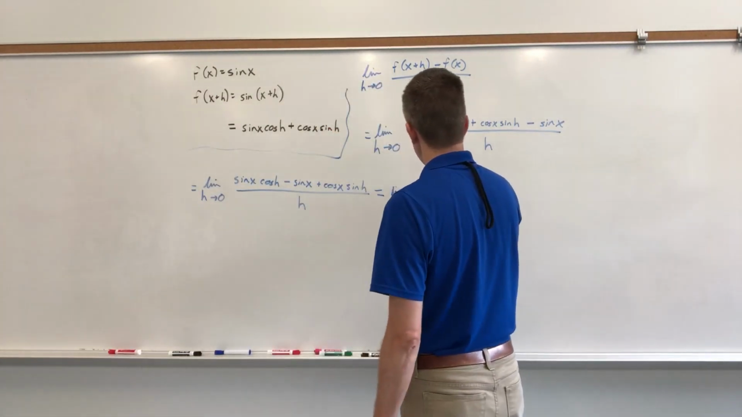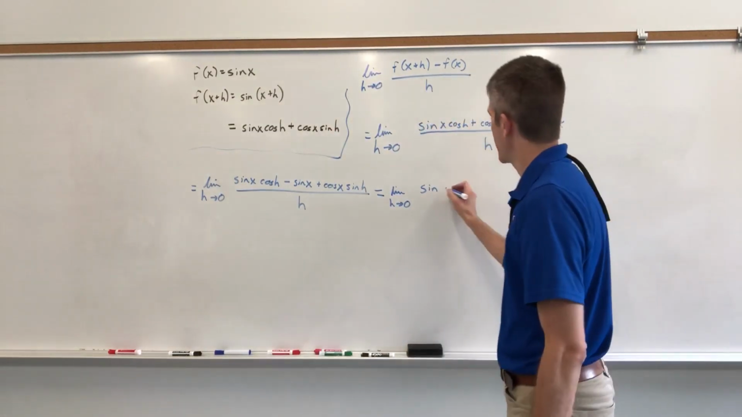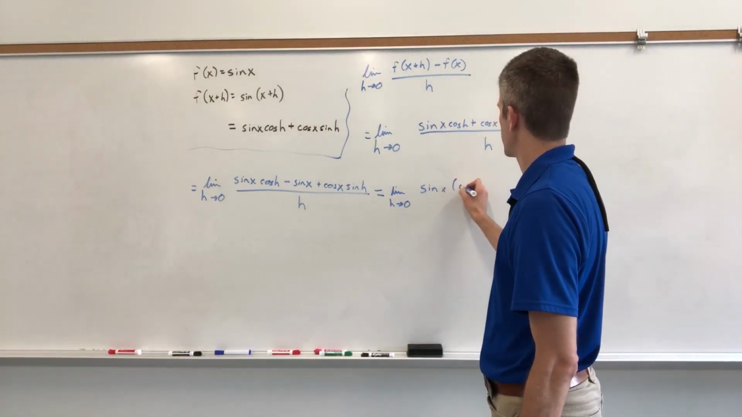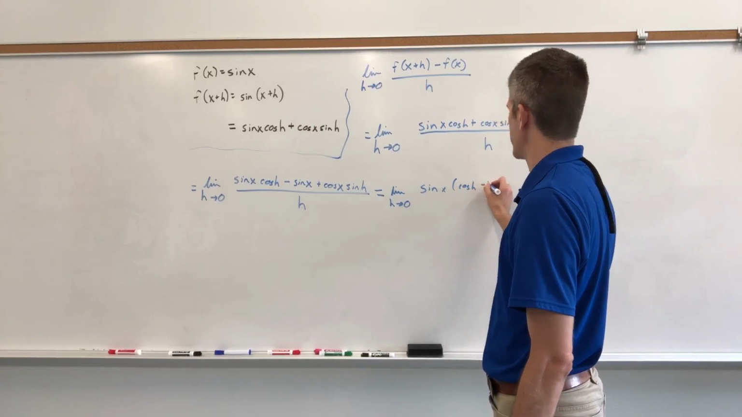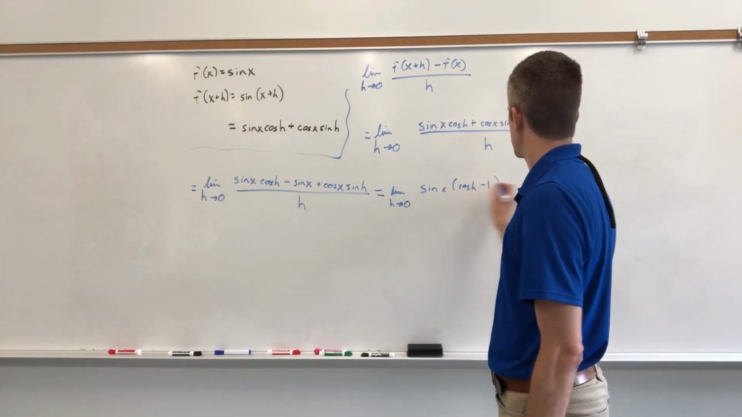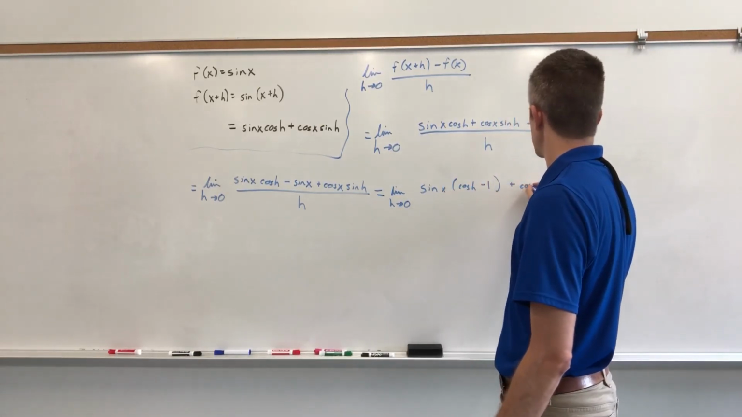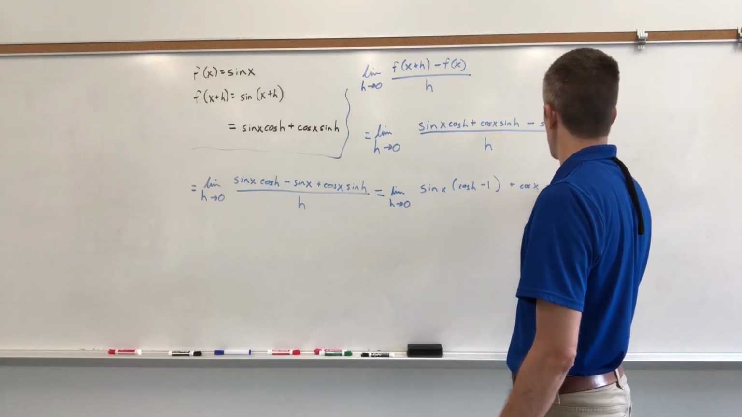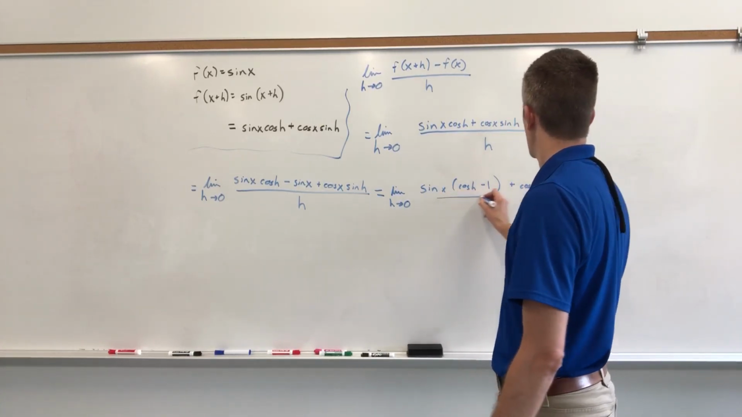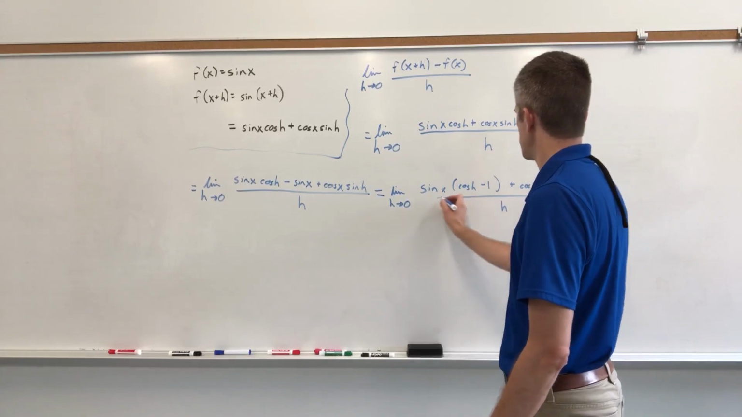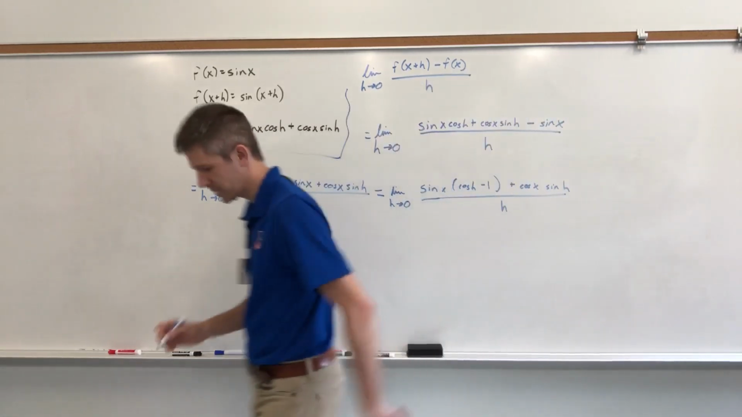So we're going to factor out a sine x from these first two terms. And when we do, we have sine x times cosine of h minus 1, and then plus cosine of x sine of h, all divided by h. Okay, all right, let's keep going.